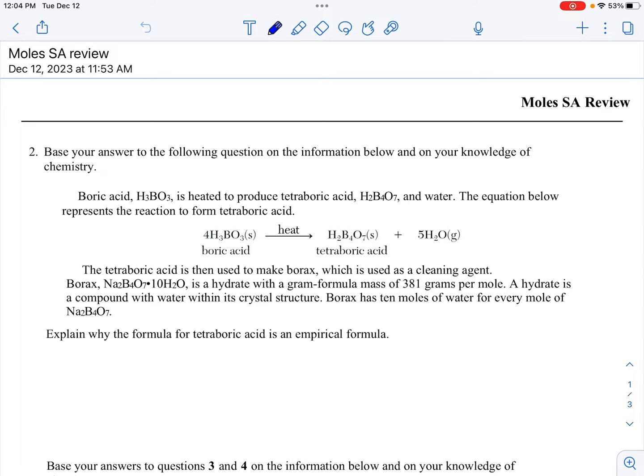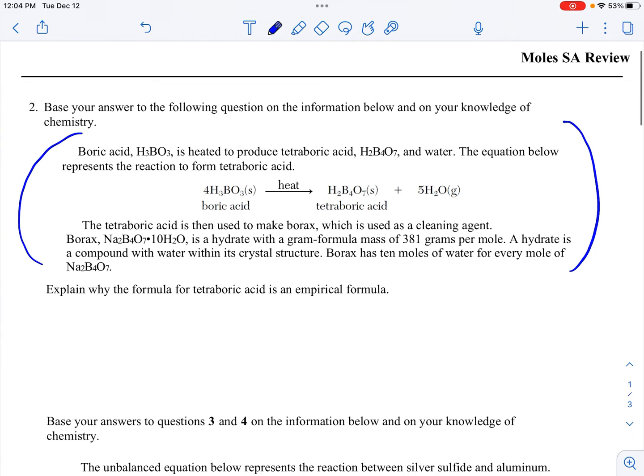Okay, here are some short answer questions. Make sure you always read. For the sake of time, I'm not going to, but please make sure you read all this. And it says, explain why the formula for tetraboric acid, which I will find, tetraboric acid is right here.